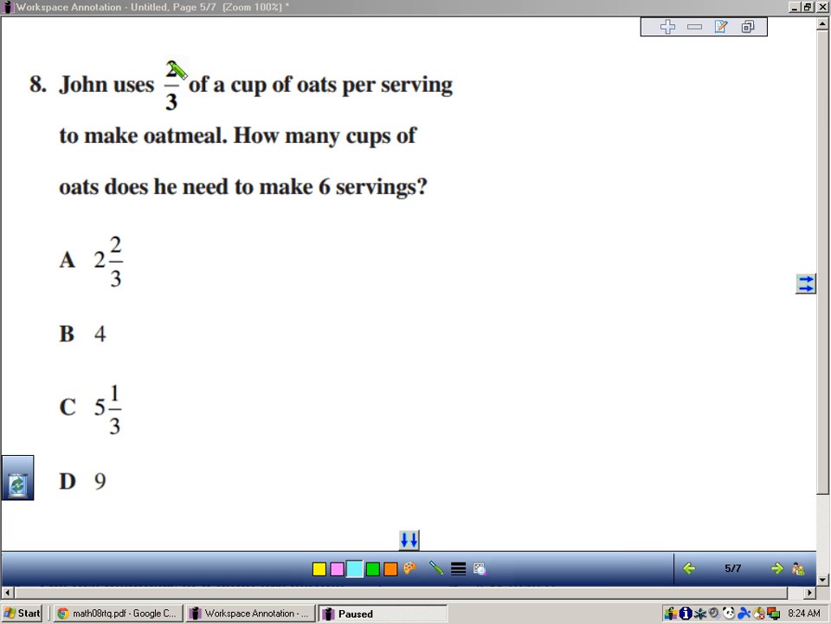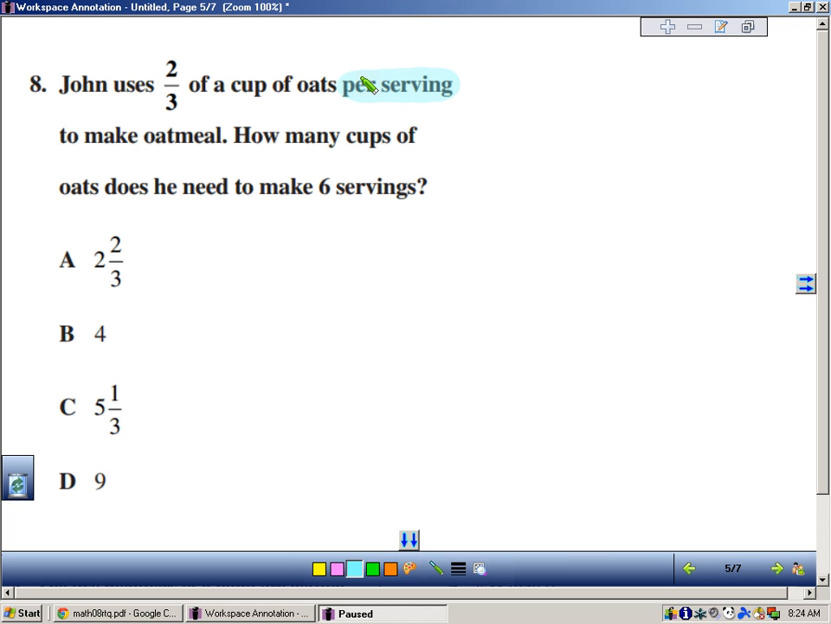Okay, 2/3 of a cup of oats per serving. That is the key word. What does it mean to serve someone oatmeal? Literally, it means you take 1 bowl of oatmeal and serve it to 1 person.